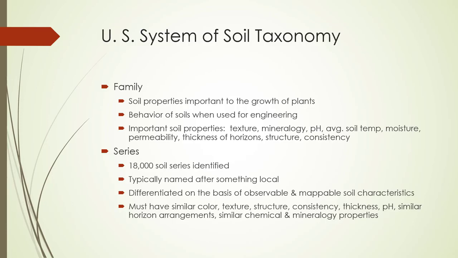18,000 soil series are identified. They're typically named after something local. They're different on the basis of observable and mappable soil characteristics. They must have similar color, texture, structure, consistency, pH, chemical and mineralogy properties.